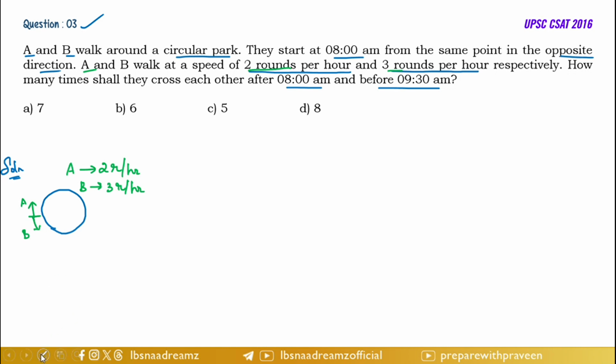Now we have to find how many times they will cross each other after 8 a.m. and before 9:30 a.m. So let us find the relative speed. They are moving in the opposite direction, right? 2 plus 3 is equal to 5 rounds per hour.